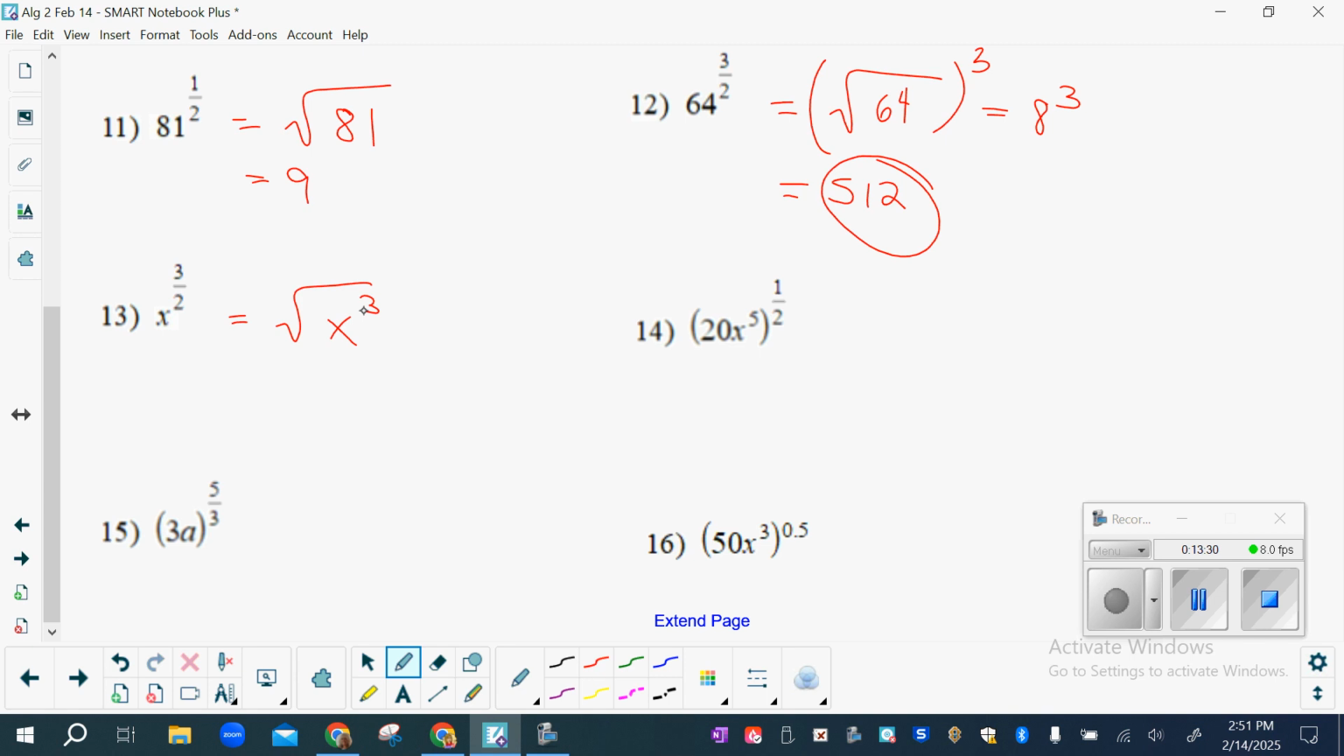X to the 3rd is how many x's? So because it's a square root, we are looking for groups of 2. So our simplified answer would be x times the square root of x. We did this stuff on Wednesday. So if you were gone for that, you may need to watch that video.